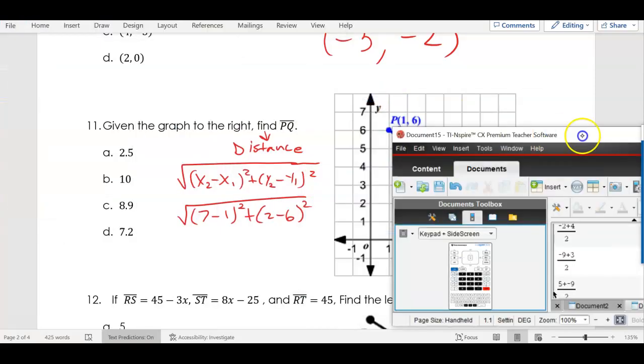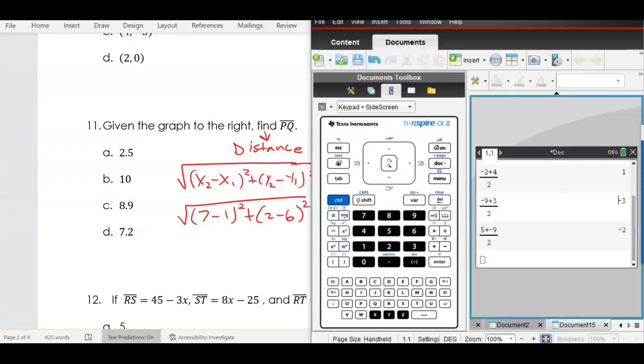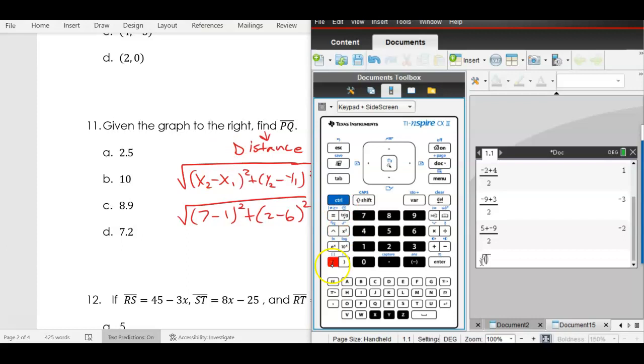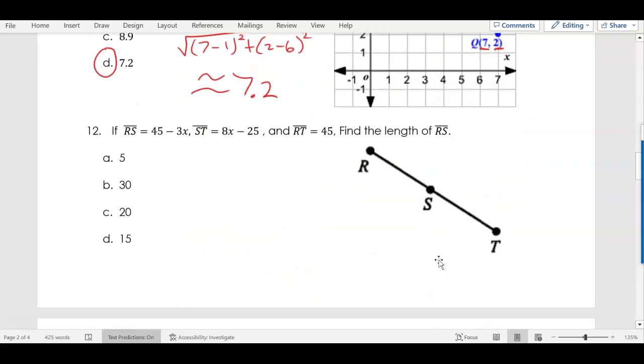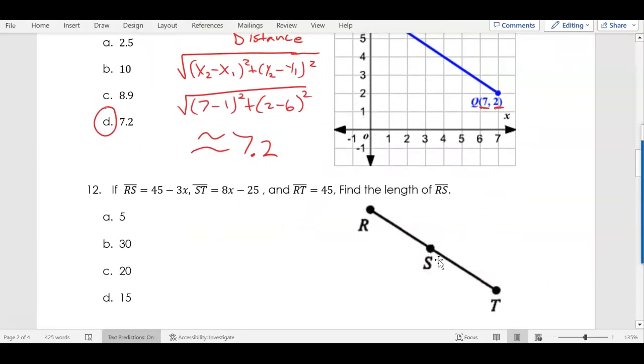So we can take that and we can type it in. Control divide. Let's see, 7 minus 1 squared plus 2 minus 6 squared. Type that in correctly, you should get 7.2111, which rounds to about 7.2 if you round to the 10th place. Letter D. Cool. Number 12.